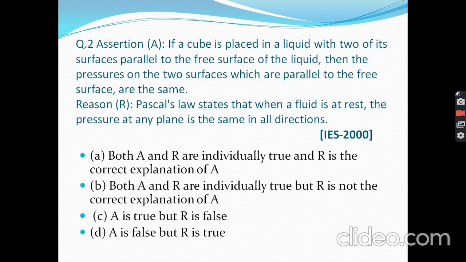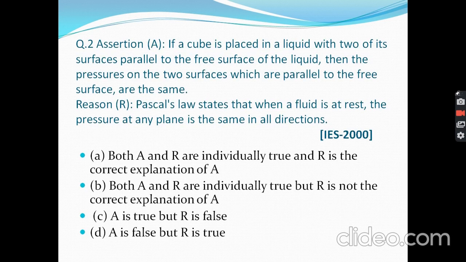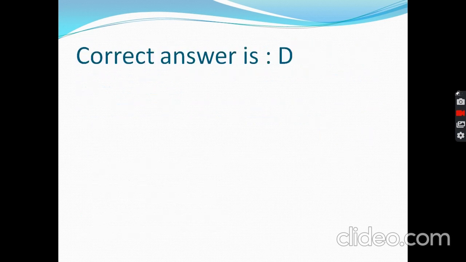Question 2. Assertion and reason. Here the assertion: if a cube is placed in a liquid with two of its surfaces parallel to the free surface of the liquid, then the pressures on the two surfaces which are parallel to the free surface are the same. Reason: Pascal's law states that when a fluid is at rest, the pressure at any point is the same in all directions. So the correct answer is D. Here the assertion is false and the reason is true.